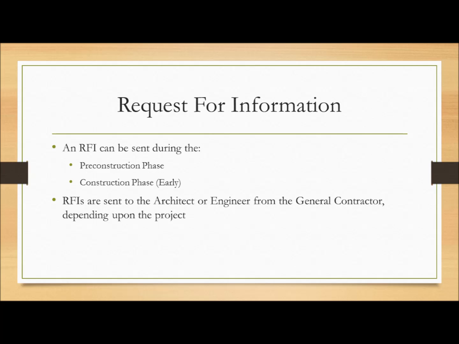An RFI can be sent during the pre-construction phase or the construction phase of a project. During the pre-construction phase, RFIs are used to aid in the estimate process. This includes clarification for drawing note issues, architect's intent of design, missing specification information, and potential value engineering options. For the construction phase, drawing note issues are usually detected early in the project, and RFIs will be submitted. These RFIs are submitted to the architect or engineer from general contractor, depending upon the project and the issue.